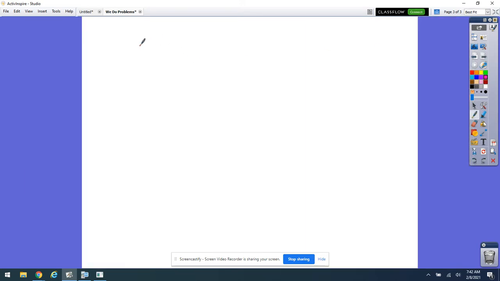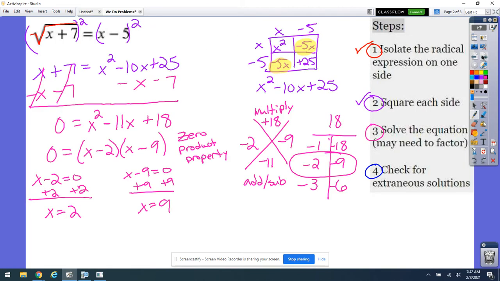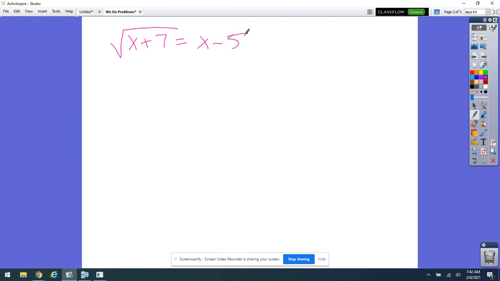So the first thing we have is the square root of x plus 7 equals x minus 5, and we solved it out and we had these two solutions here. Okay, so the first thing I'm going to do is take each of these and set it equal to in my calculator. These two numbers are going to play a part to see which one is a solution and which one is not. So let's go ahead and take a look.